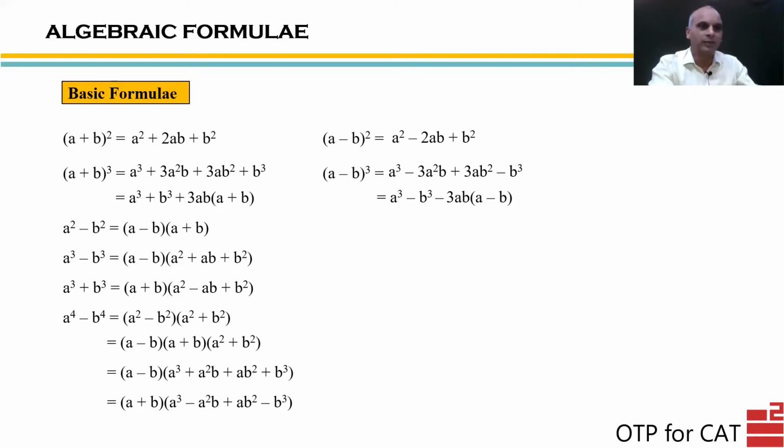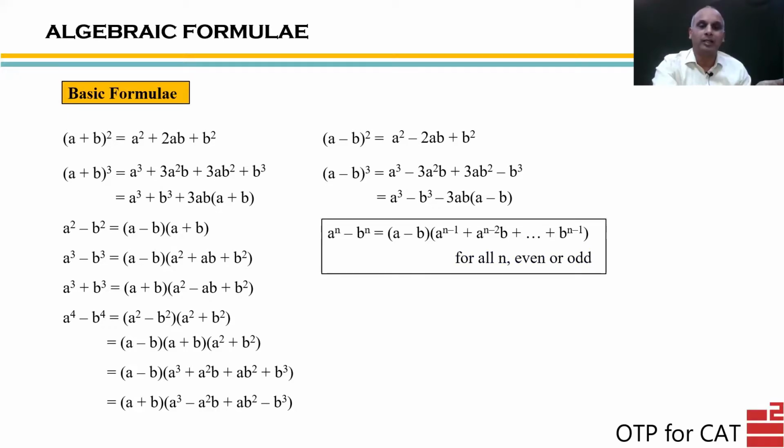Now from these last four formulas, we can generalize to three general formulas. The first of them is a to the power n minus b to the power n. Now that you can factorize as a minus b outside the brackets, and in the second bracket we will have a to the power n minus 1 plus a to the power n minus 2 into b plus dot dot dot. So this pattern will go on, and last term will be plus b to the power n minus 1. But remember, this is true for all values of n, whether n is even number or odd number.